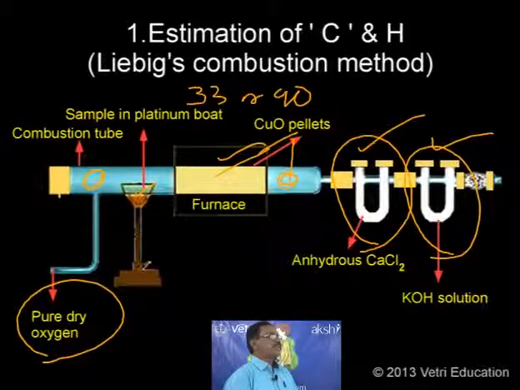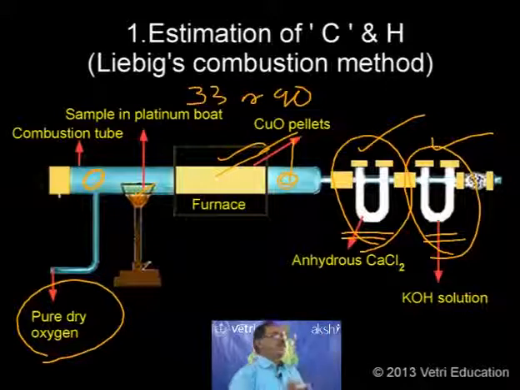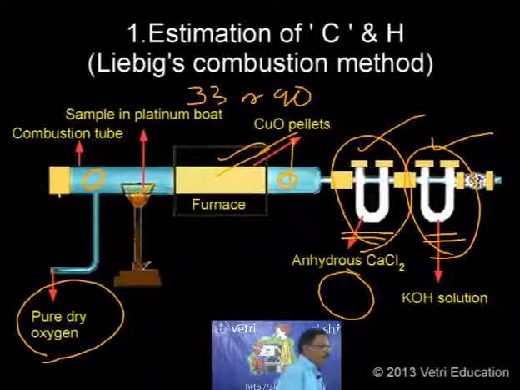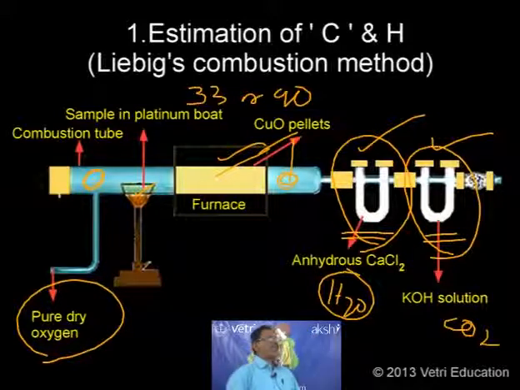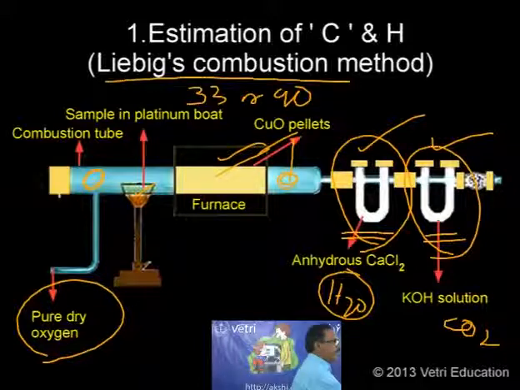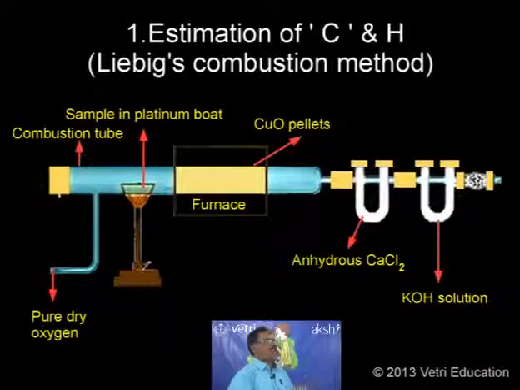Now what will happen? The weights of the anhydrous calcium chloride tube and the potassium hydroxide tube will increase. From the initial weight and final weight, from the difference, we know the amount of water formed and carbon dioxide formed. So from the weight of water and carbon dioxide formed, we are able to estimate the percentage of carbon and hydrogen with the help of the Liebig combustion method. Kindly follow. This method is called the Liebig combustion method, and the tube is called the Liebig combustion tube. This is the experimental procedure.